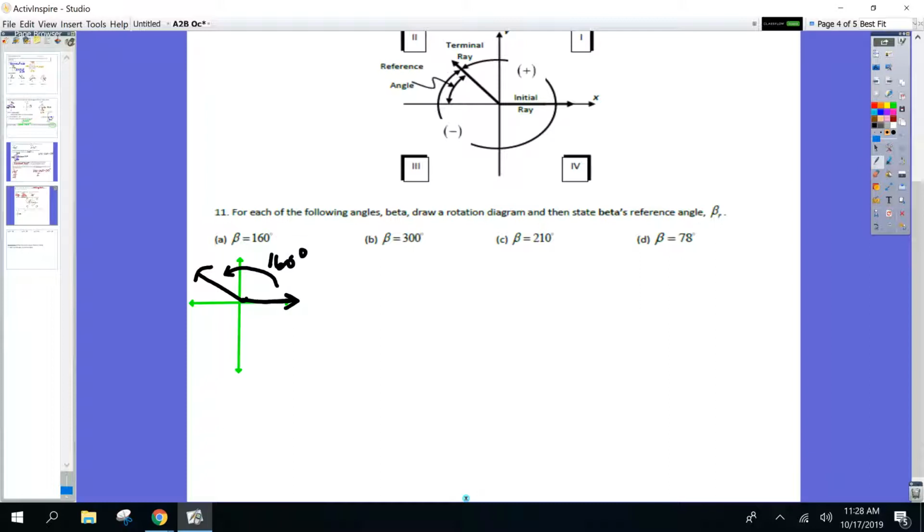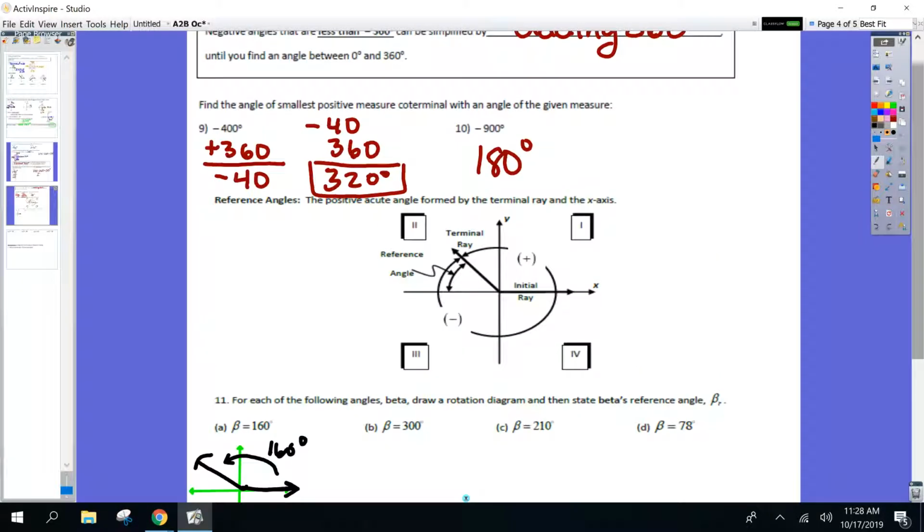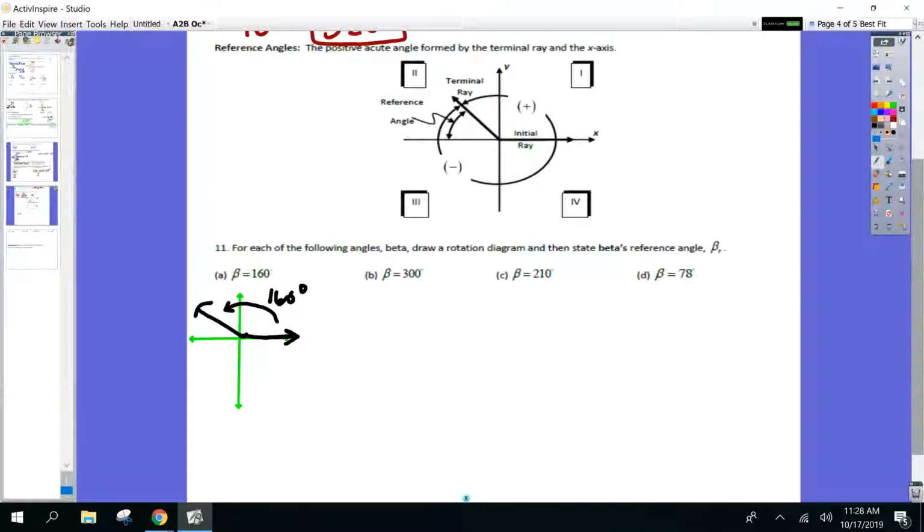You don't have to put the 160, I'm just showing. Everyone good there? Okay, how to find the reference angle for it. Go through the definition again. Ready? Acute. Go back to your geometry days. Acute, less than 90, okay? And it's formed by the terminal ray and the x-axis. So the reference angle for this diagram right here would be this acute angle right here. Can you tell me how many degrees would be in that acute angle? Don't yell anything out. Think about it, because that's your reference angle.